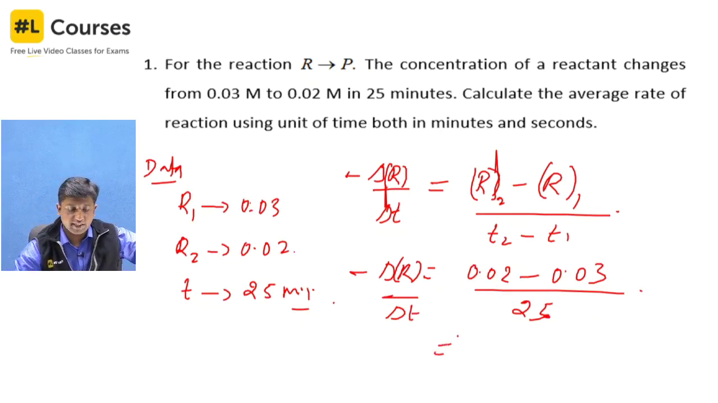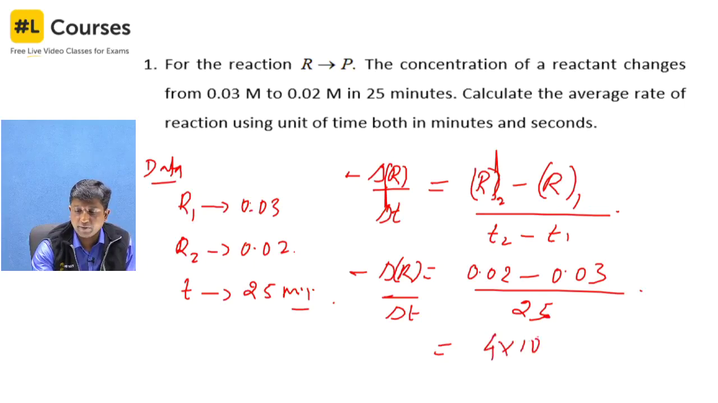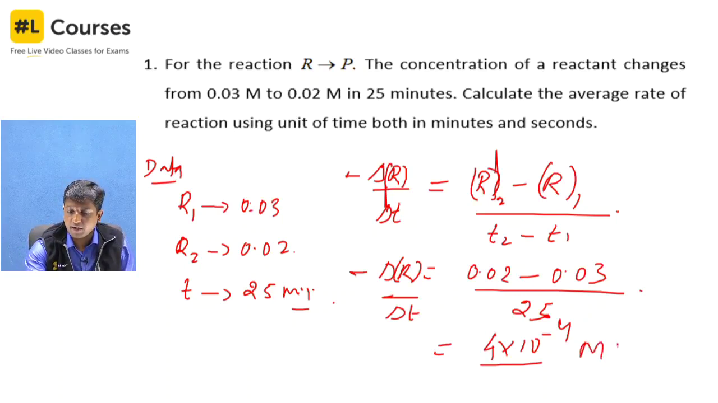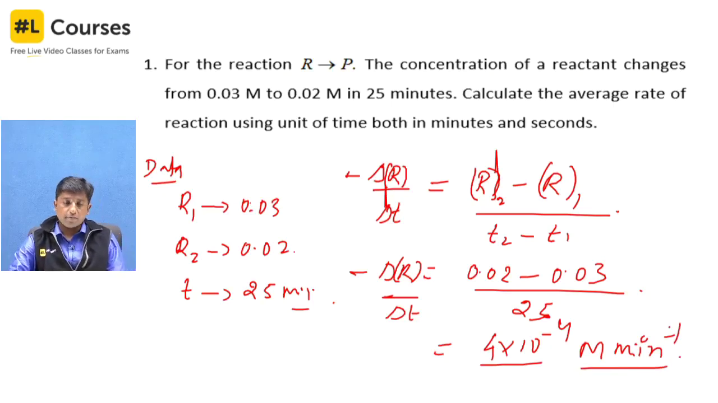So if we simplify this, we are going to get the answer as 4 into 10 power minus 4 molar per minute. That will be the answer. The unit is very important, students, here. So here we have calculated the average rate of reaction in terms of minutes.